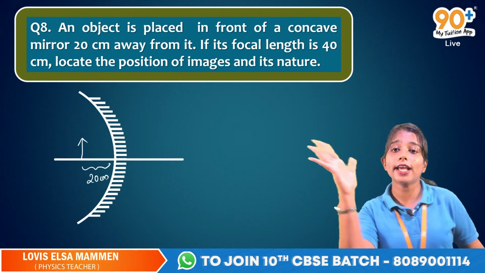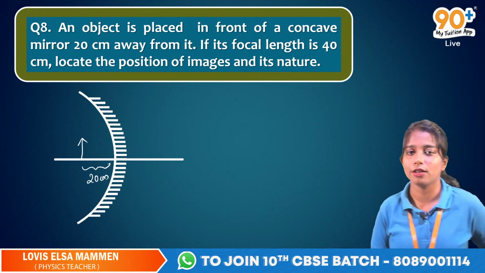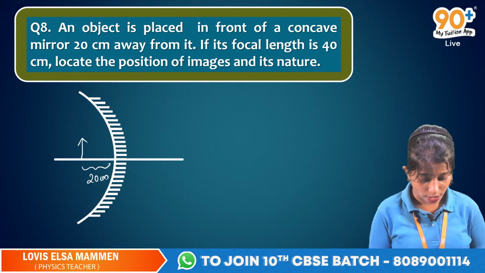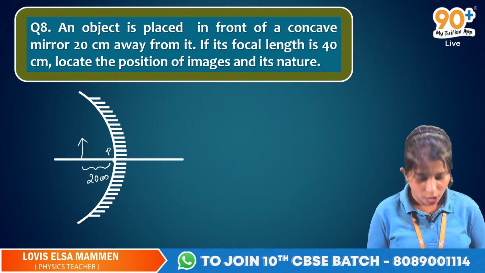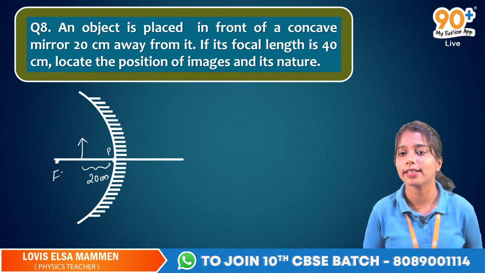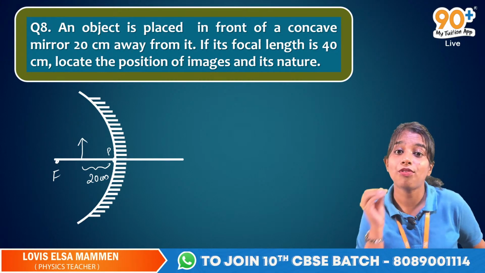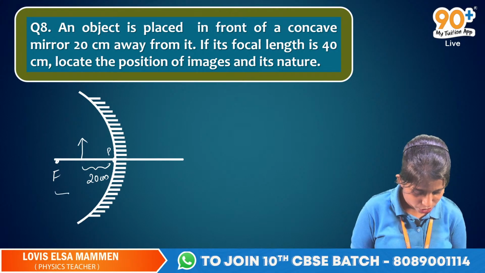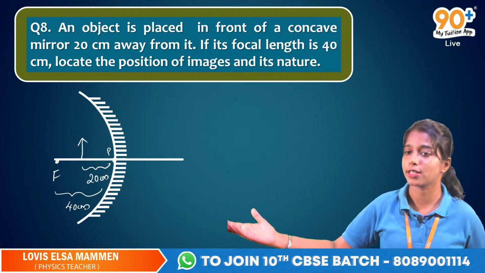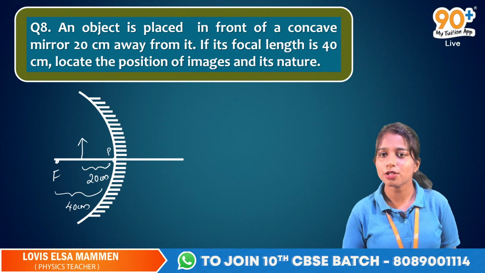If the focal length of this mirror is 40 centimeter, what is this focal length? From the pole, or the midpoint of the mirror, to the focus. The distance up to the focus is the focal length. So the focal length is given as 40 centimeter. That is from the pole to the focus. So these two things are given.